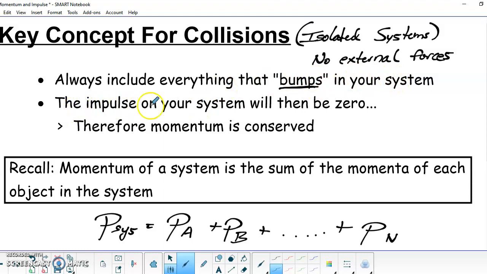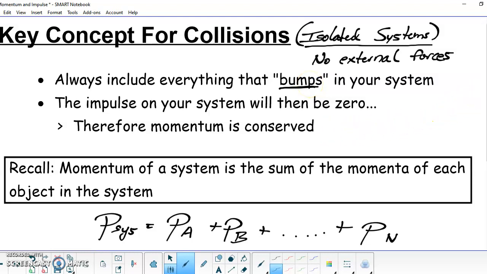And if that's true, then your impulse on your system will be 0, and momentum will be conserved both before and after the collision. Now that's only true if you have an isolated system. The system has to have no external forces acting on it, so we don't have an external change in our momentum.